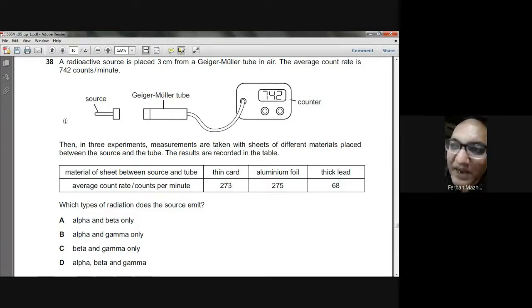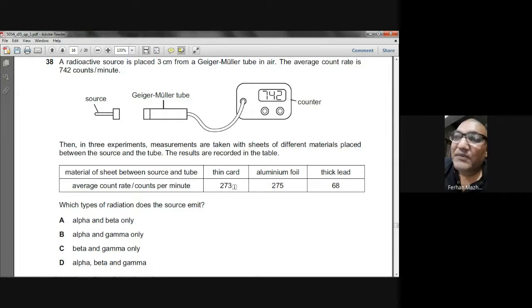Then in the three experiments, measurements are taken with sheets of different materials placed between the source and the tube. The results are recorded in the table. Material of the sheet between the source and the tube: thin card. He put a paper card, and the reading dropped from 742 to 273.